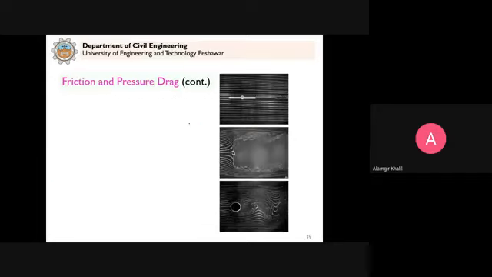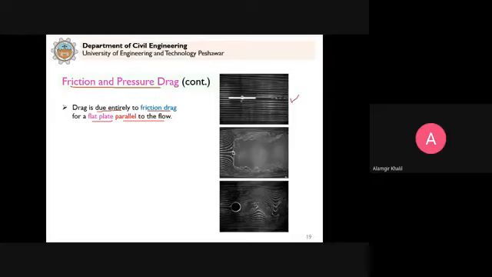Now you can see here we continue with the discussion of friction and pressure drag. So now we will discuss drag in detail, and later on we will discuss lift in detail. Clear? Now you can see that drag is due entirely to friction drag for a flat plate parallel to the flow. In this diagram you can see a flat plate which is placed parallel to the flow.